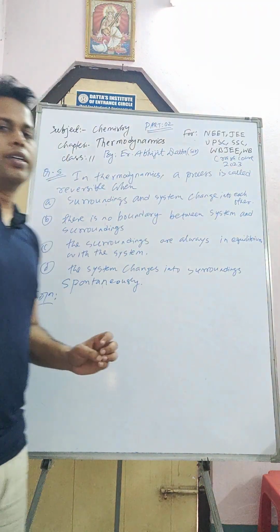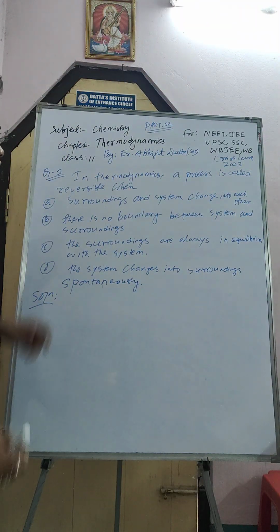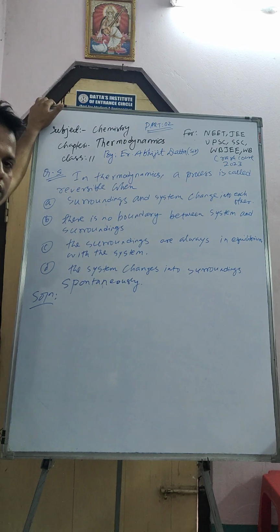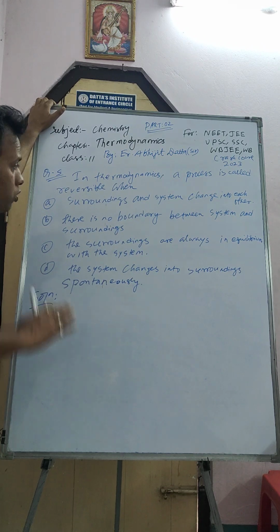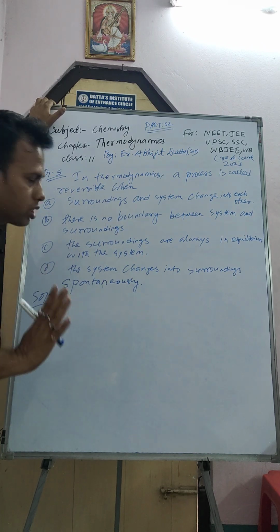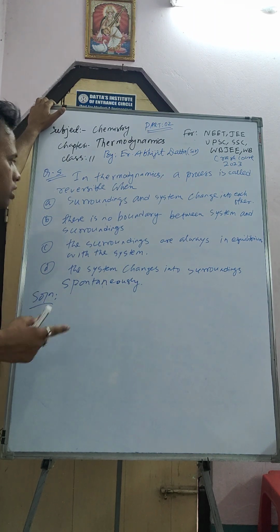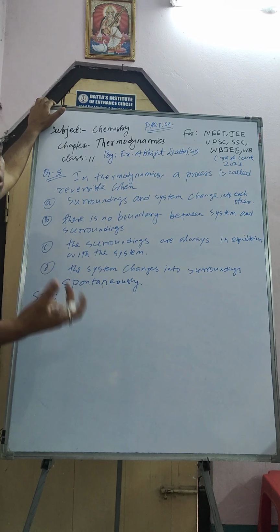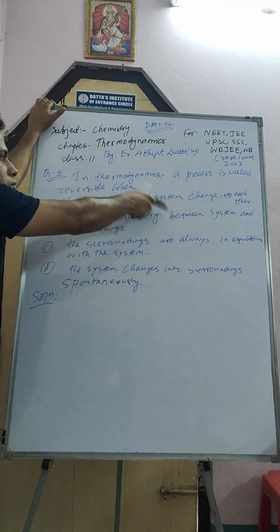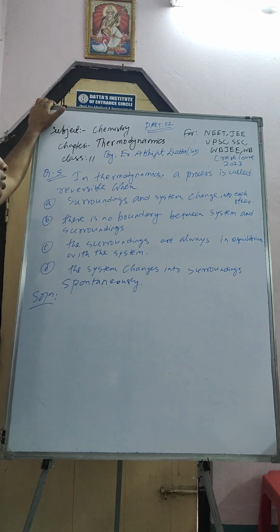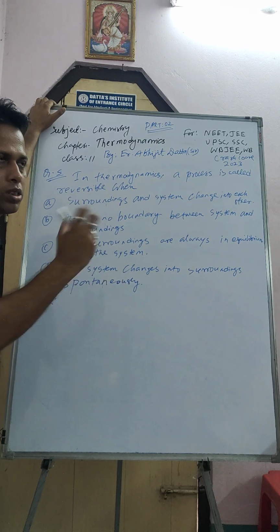So our next question is question number 5. In thermodynamics, a process is called reversible when, four options are given. Which option is correct? We have to find out. Surroundings and system change into each other, surroundings convert to system and system convert to surroundings. No, there is no boundary between system and surroundings.